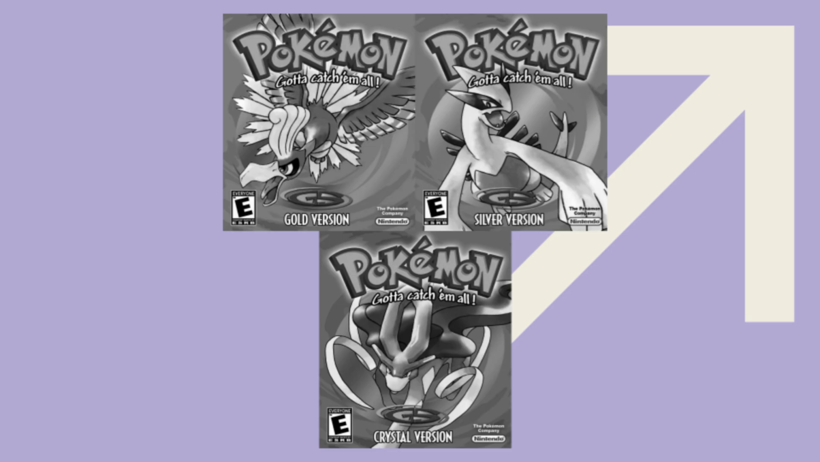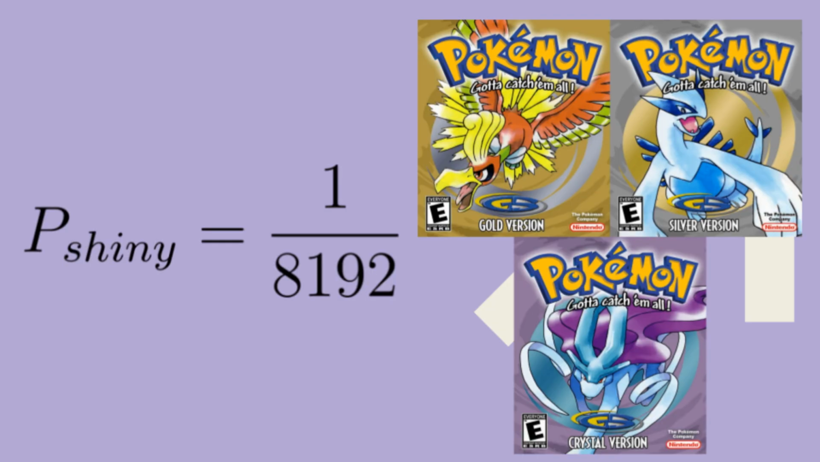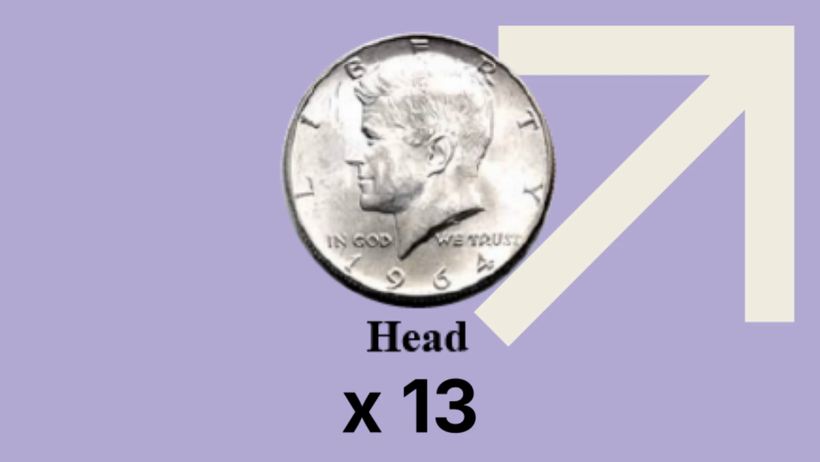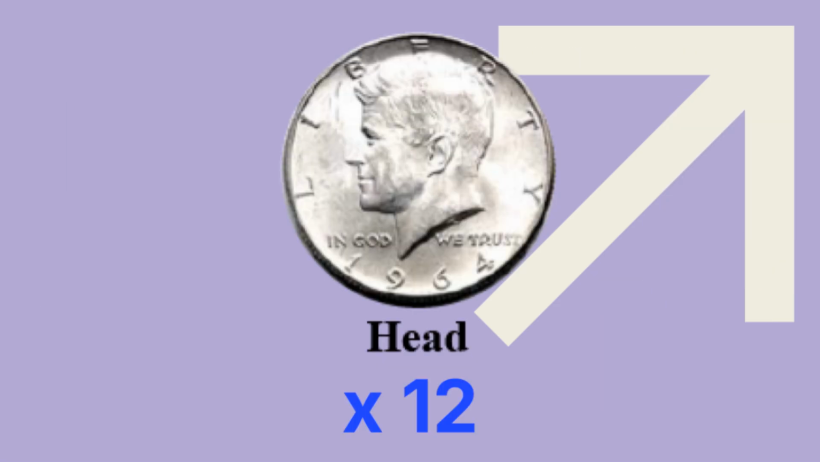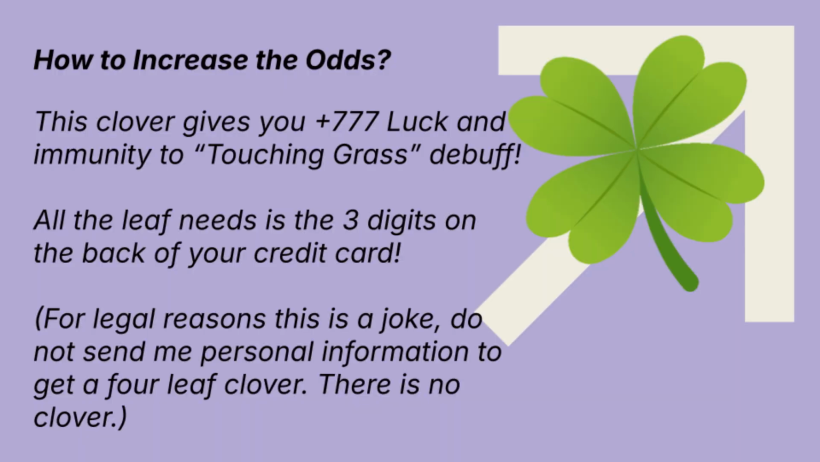From conception in Generation 2, when color was invented, the odds of a shiny Pokemon being generated is 1 in 8,192. Wow, that is low. For context, that is around the odds of flipping 13 coins and they all land on heads. Fret not, as Game Freak took pity on us and increased these odds to 1 in 4096 in Generation 6. So now you only need to get 12 heads. Much more doable.